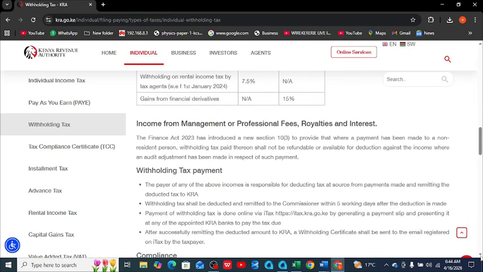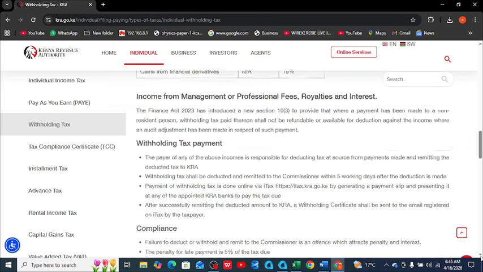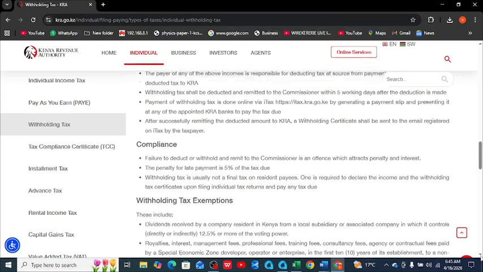This income is also subject to some adjustments which were made under the Act introduced by the Finance Act 2023, where there was a new section 10 subsection 3 which provided, for payments made to a non-resident person, that withholding tax paid shall not be refundable or available for deduction against income where an audit adjustment has been made in respect to such payment. I think that is self-explanatory. But to make the long story short, there is something which I want to demonstrate to you here.